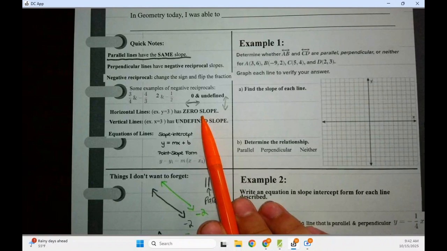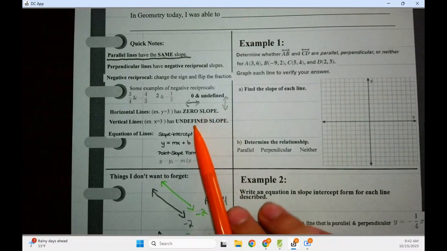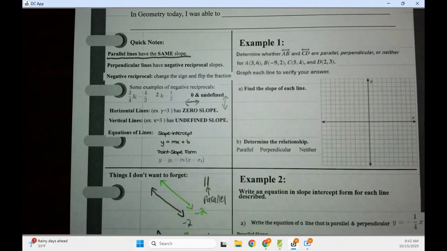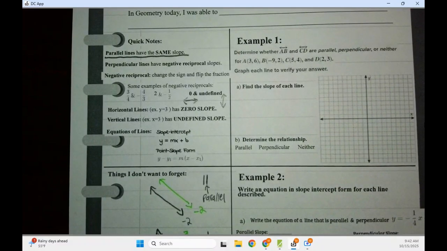Horizontal lines have 0 for their slope. Vertical lines have an undefined slope. Because 1 divided by 0 is not possible. Okay? So, what questions do you guys have about parallel and perpendicular slopes? Any of that?